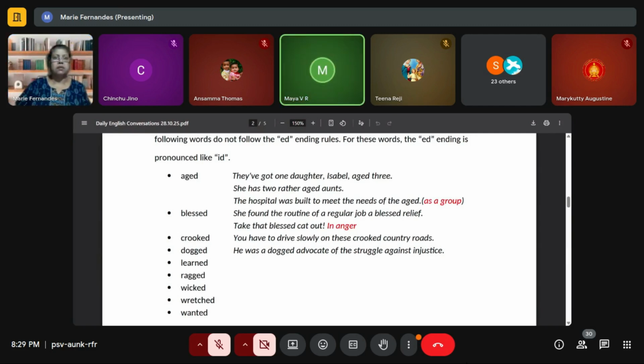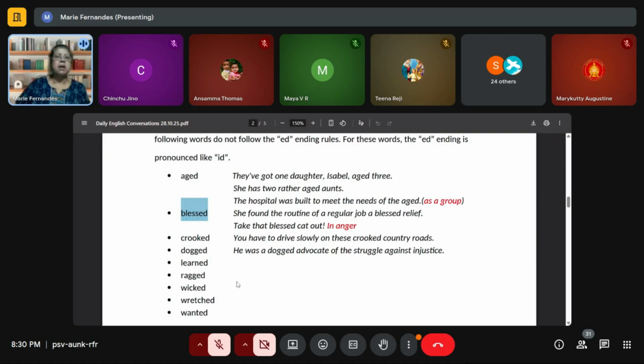Aged, blessed, crooked, dogged, learned, ragged, wicked, wretched, wanted. Now I told you, these are exceptions. Instead of saying ed, we pronounce it as id. Crooked, dogged, learned, ragged, wicked, wretched, wanted. Aged or aged, blessed or blessed.